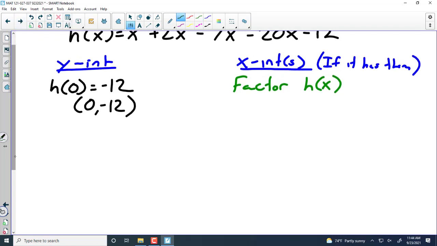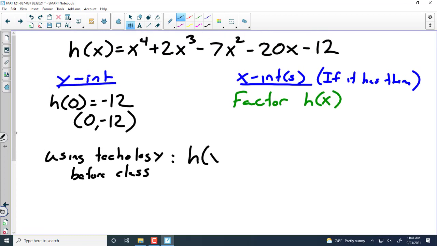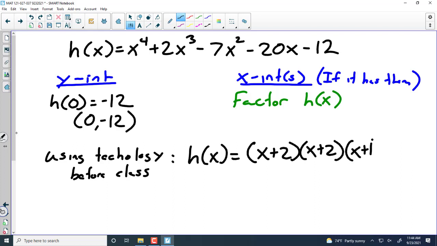Now, using technology before class, I factored this thing. And when I factored it, I got this. But there is nothing trivial. There is nothing simple. There is nothing that just allows me to do it with a wave of my hand that says you can easily go from here to here.